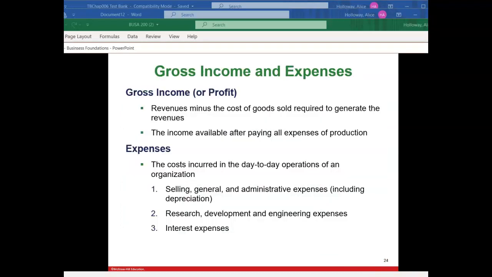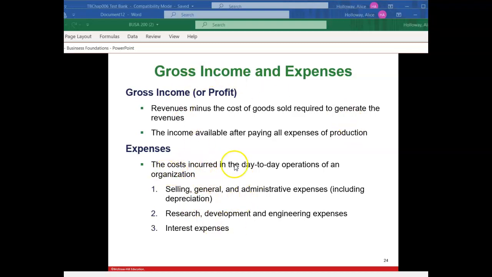Now let's talk about gross income and expenses. Your gross income could be considered your profit. It's your revenues minus the cost of goods sold required to generate the revenue. And of course, income available after paying all the expenses of production. So say, for example, you're purchasing an item that costs the buyer $10, but it costs you $8 to make. So the $10 they pay and the $8 it costs to make leaves you with a $2 profit. That's what a gross income or profit is.